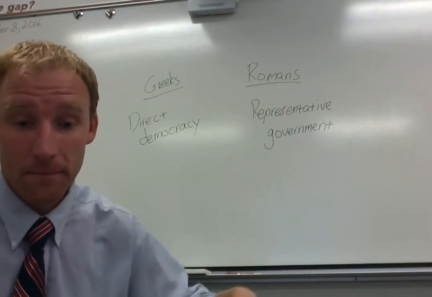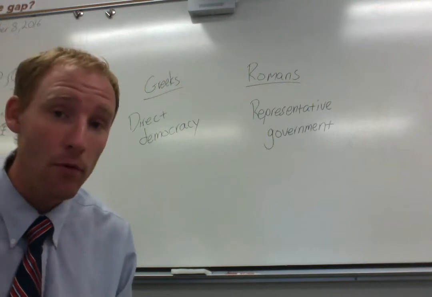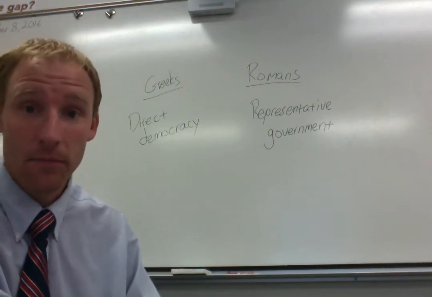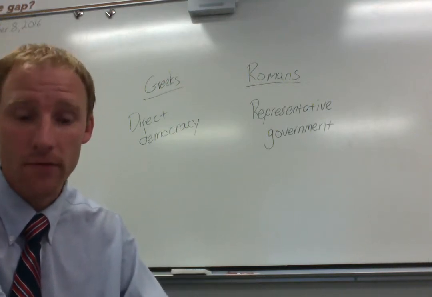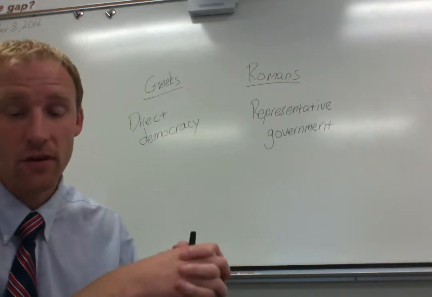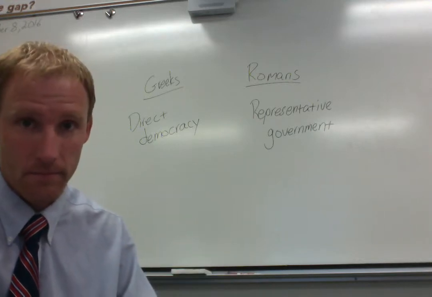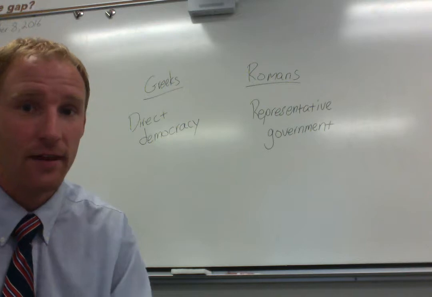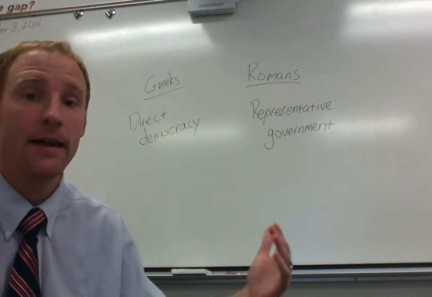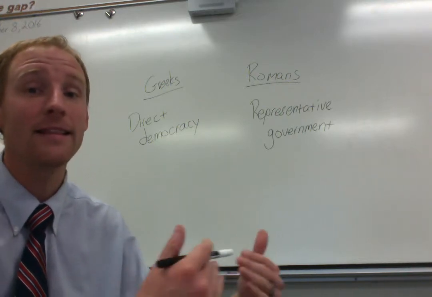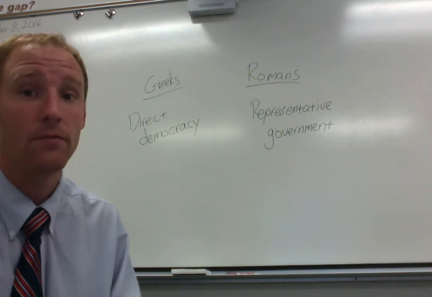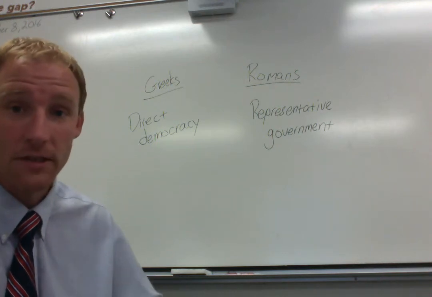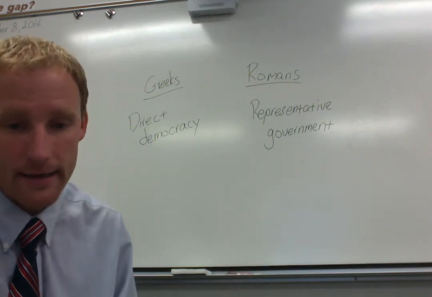And what that means is the people will elect representatives to go to the government and make the decisions for them. In direct democracy, everyone gets to have a say directly. In a representative government, people elect representatives to go speak for them. So obviously we borrowed that idea.